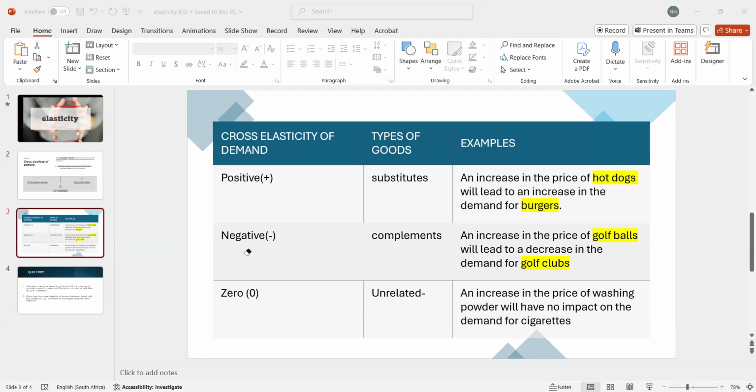Understand? And if your cross elasticity of demand is negative, then those goods are complement goods, for example golf balls and golf clubs, or my example, toothpaste and a toothbrush. Those goods are used together. And if the cross elasticity of demand is zero after doing your calculations, then those goods are unrelated, such as washing powder and cigarettes. They are not related.